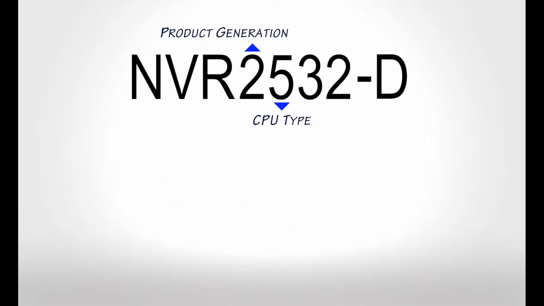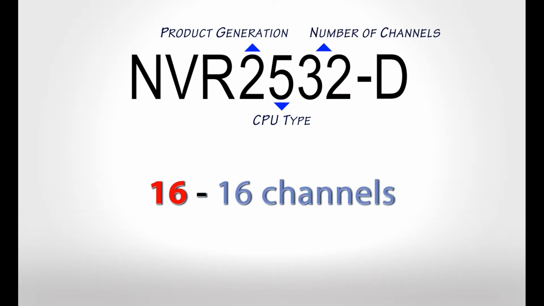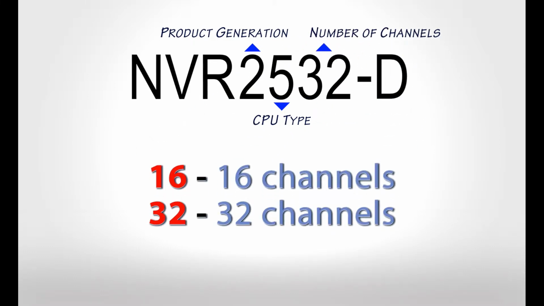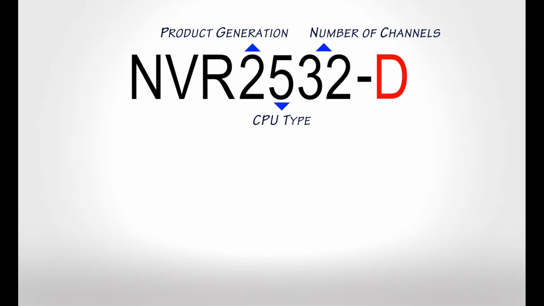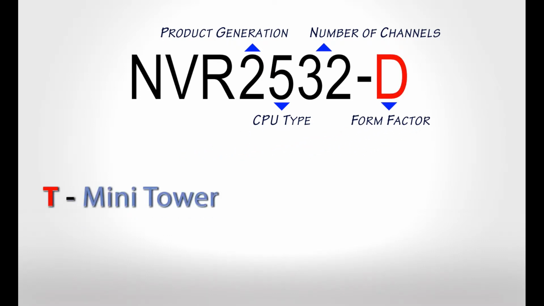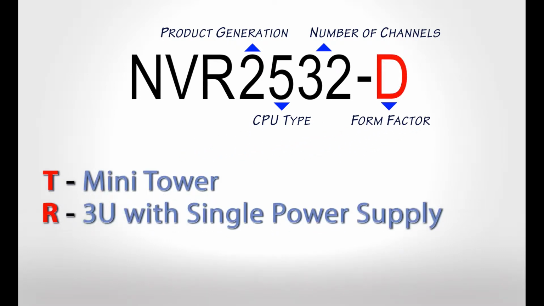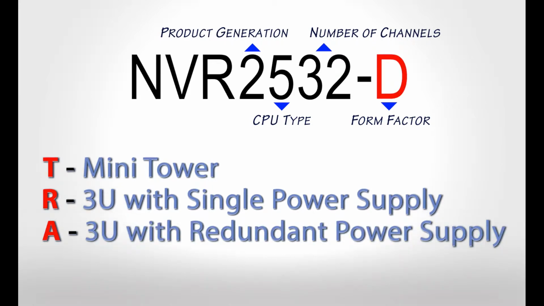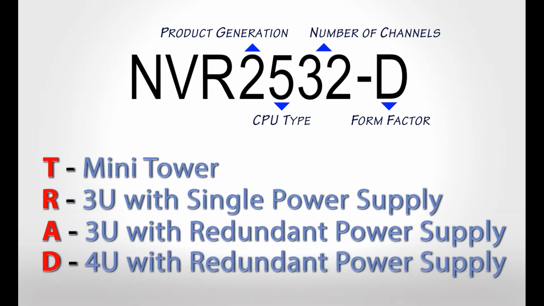The combination of the 6th and 7th characters represents the number of supported channels. 16 means 16 channels and 32 simply means 32 channels. The last character represents the type of form factor. T means mini tower. R means 3U server with single power supply. A means 3U server with redundant power supply. And D means 4U server with redundant power supply.